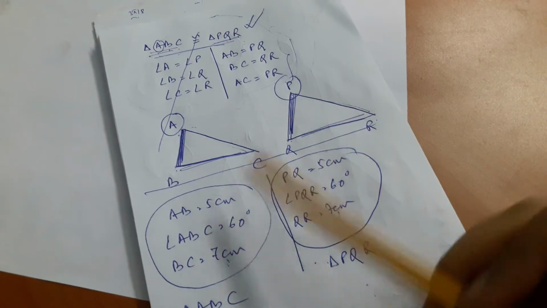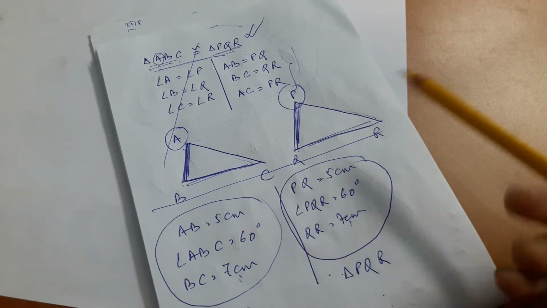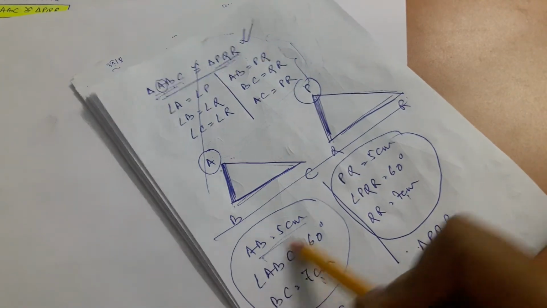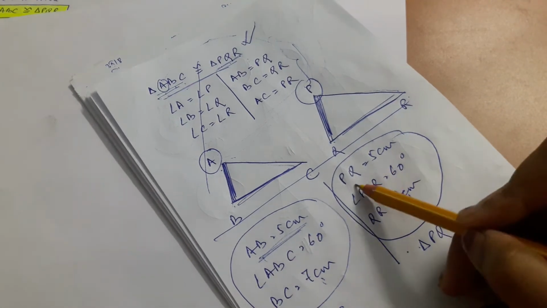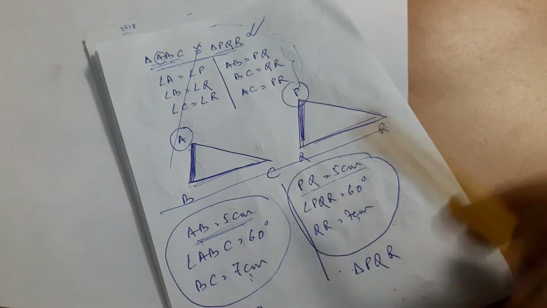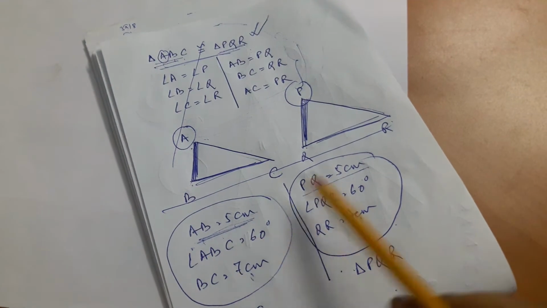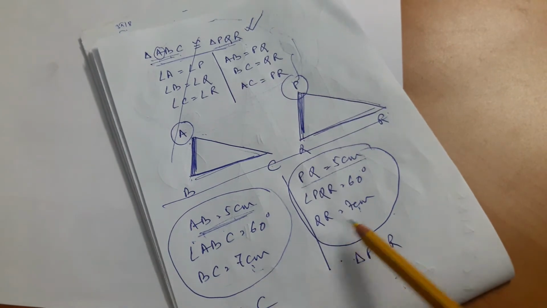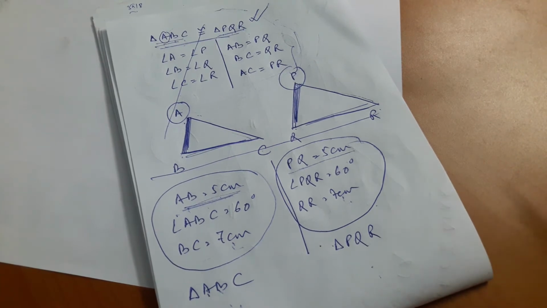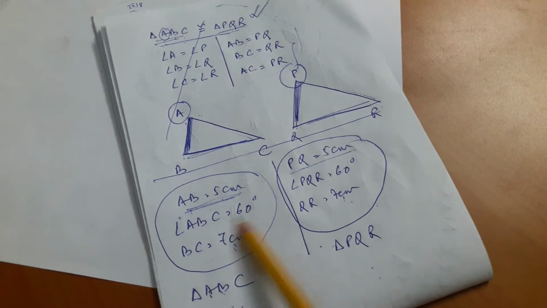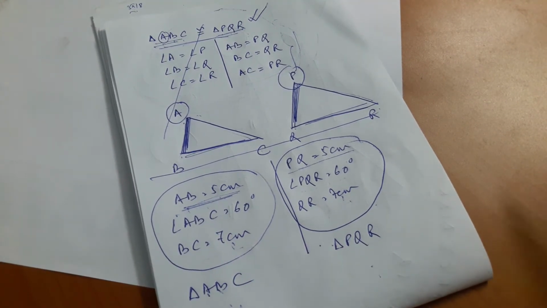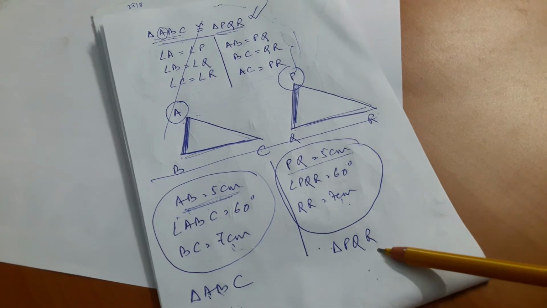We are not given all the 6 pieces of information. We are not given that all the corresponding sides are equal. We are only given one side, AB, 5 centimeters. We are also given PQ as 5 centimeters. So we can make out that these sides are equal. 2 sides are correspondingly equal: AB is equal to PQ, and similarly BC is equal to QR. But we don't know anything about the third side. Again, we don't know anything about the other 2 angles. We are only given the value of one angle, and we can make out that these 2 angles are equal. Now, can we say that triangle ABC is congruent to triangle PQR?